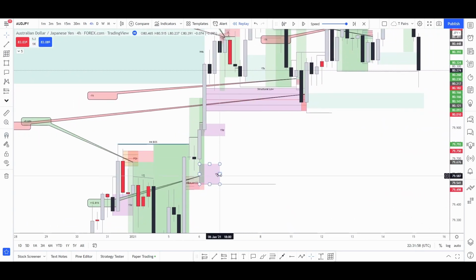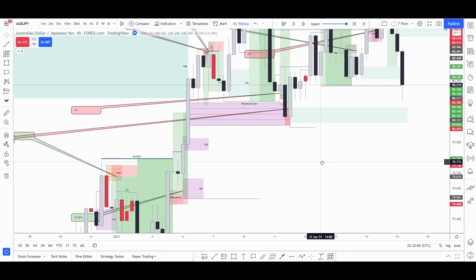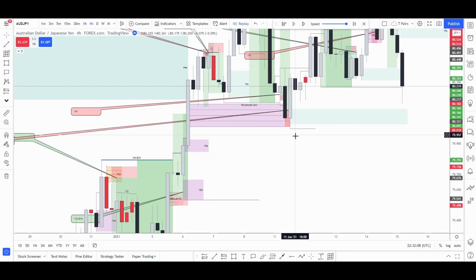So, 4-hour order block. I think that was just refined. This was a 15-minute. That's probably not going to play into anything. But the 4-hour, yeah, this is refined as well. I think we're probably going to be playing into this zone, if anywhere. Right, anyway, back to it.